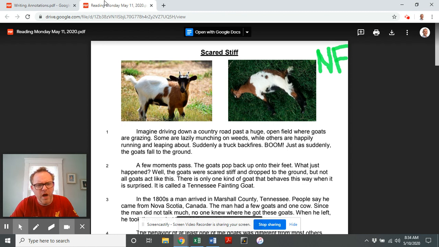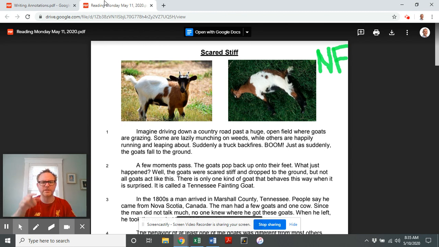Paragraph 2. A few moments pass. The goats pop back up onto their feet. What just happened? Well, the goats were scared stiff and dropped to the ground. But not all goats act like this. There's only one kind of goat that behaves this way, and when it is surprised, it is called a Tennessee fainting goat. Oh my gosh, well, there's a lot going on there.